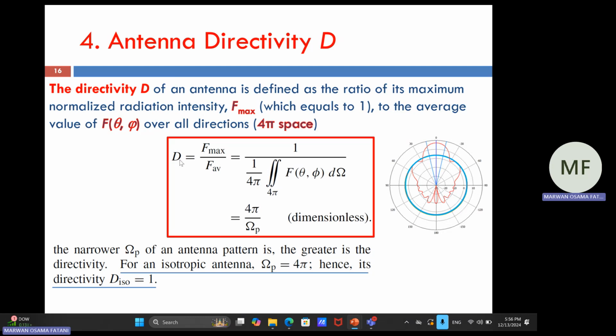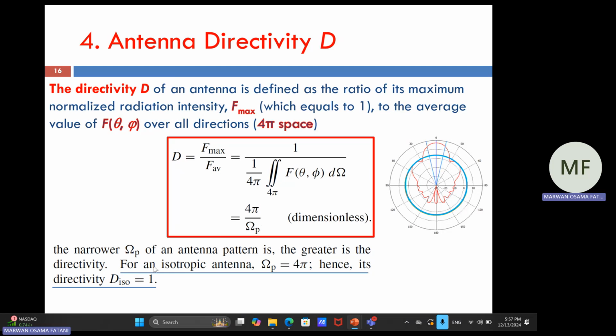And we have the formula for directivity, which is equal to F max over F average. We have F max already equal to 1, and the F average is what we calculated before. Plugging it all in, we get that our directivity is equal to 4 pi over our solid pattern.